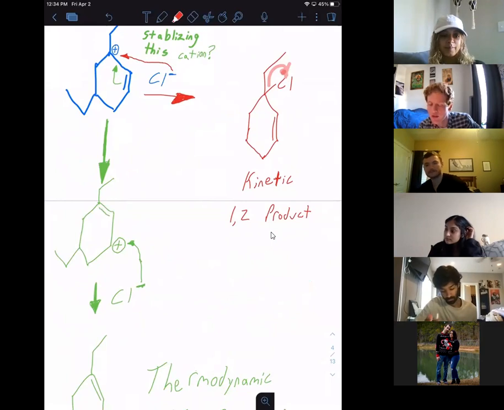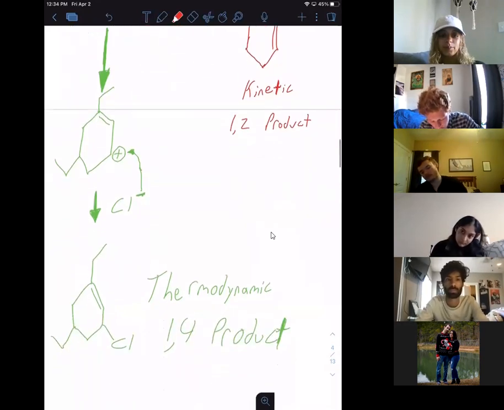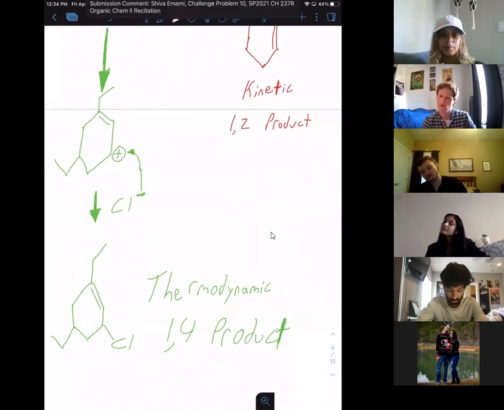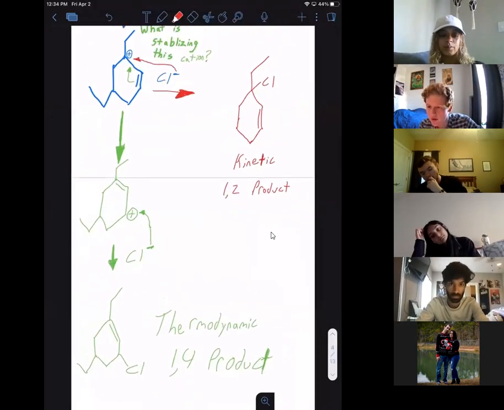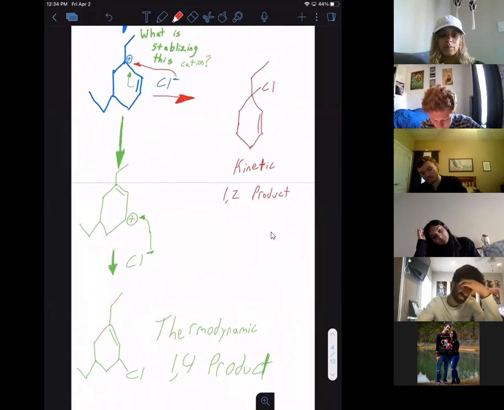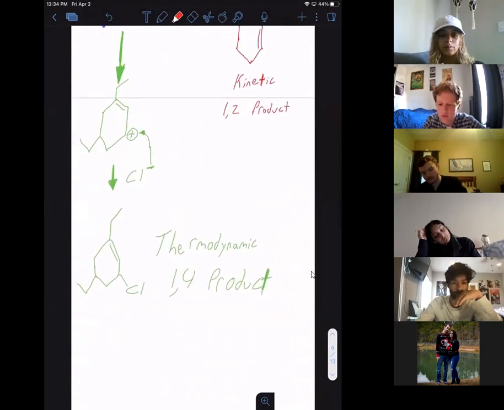So Zaitsev says that the most substituted double bond is going to be formed, and that's what we've got going on here. So yeah, that's all there is for that. Thermodynamic, you've got a ton of heat, and it allows for the 1,4 substitution, and then the other one is 1,2, and yeah, that's all there is for that. Any questions on any of this stuff?